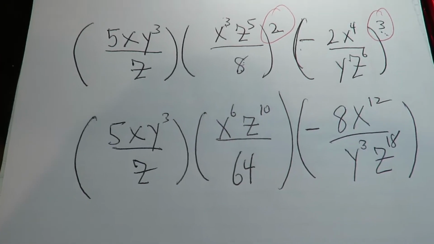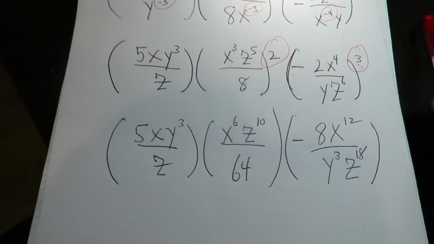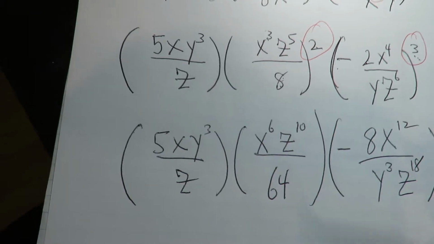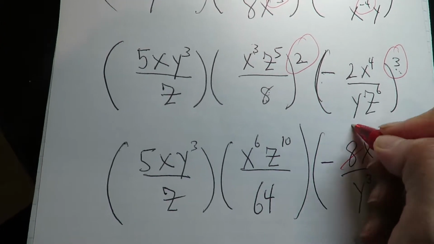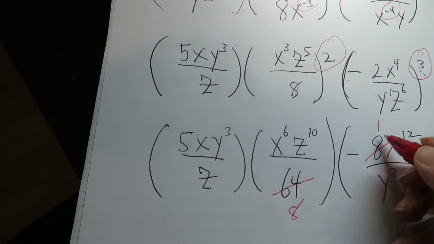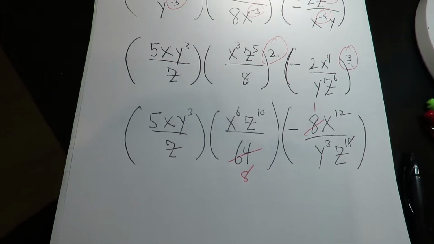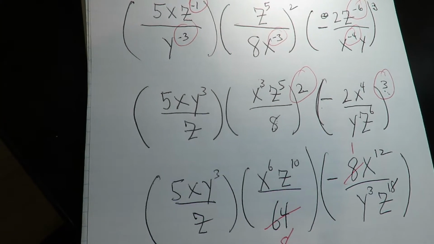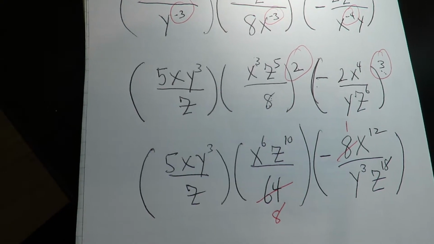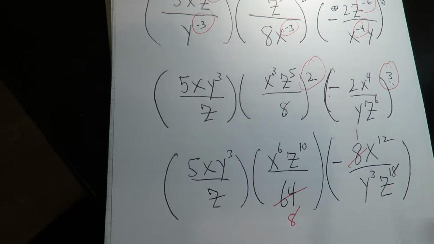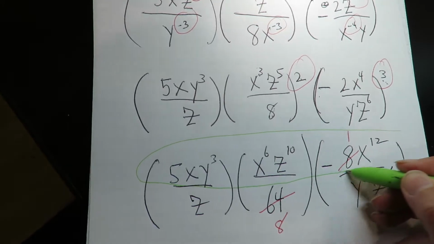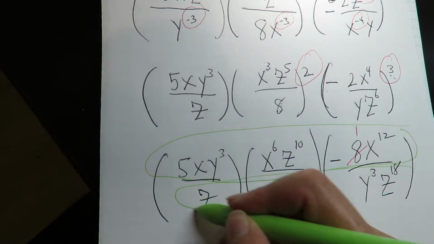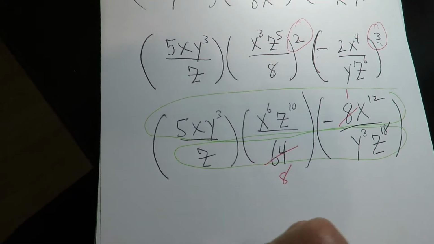Alright, let's see, the best way to do this while you could just go cross out things like crazy, but that's just going to get too messy here, so I'm going to reduce the 8 and the 64, and I'm just going to go across, meaning I'm going to put all the numerators together and then put all the denominators together like that.